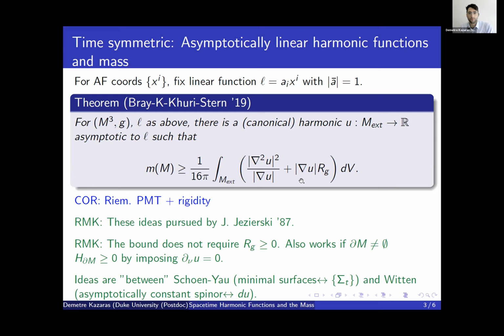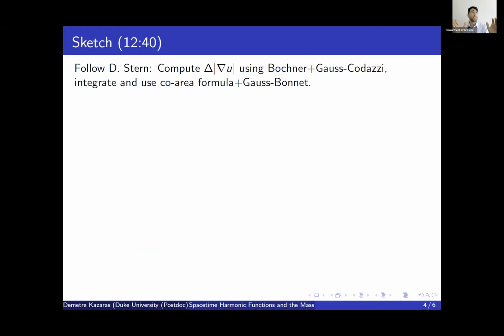Okay, but let me tell you the rough idea, because there are some other things I want to tell you about what I find interesting about this formula and related formulas. But let me tell you briefly the idea. The thing that got this started was a manuscript by Daniel Stern, a postdoc at Chicago. He did the following: given a harmonic function or harmonic map to a circle, compute the Laplacian of the norm of the gradient of this function, or the differential of this map to S1.